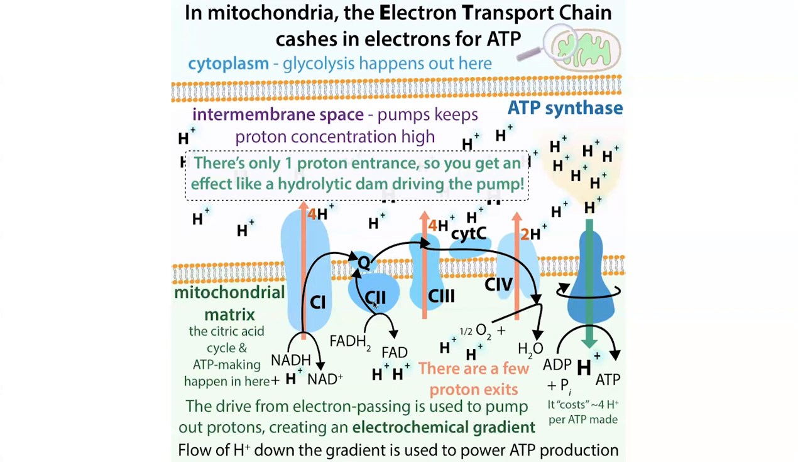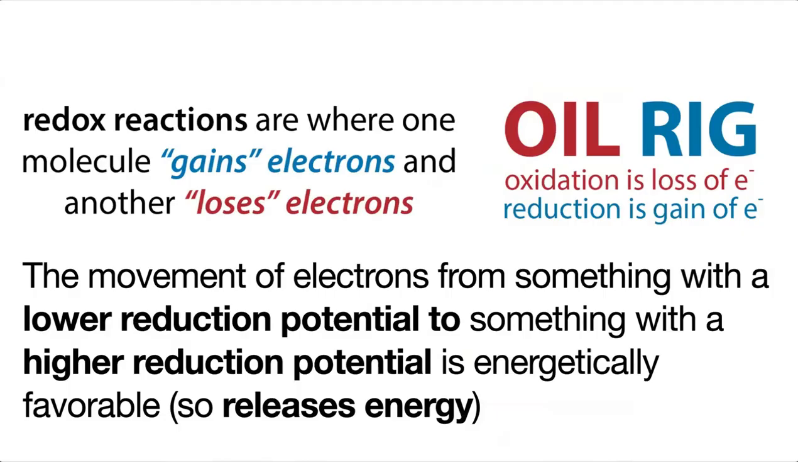If we come in at complex 2, however, we don't pump those initial 4 protons, and so we don't get as much ATP being made because we're not going to generate as much of a gradient. The gradient is what we're going to get the power for this ATP synthase from, and that gradient is coming because you're passing the electrons from things with lower standard reduction potential to things with higher standard reduction potential.